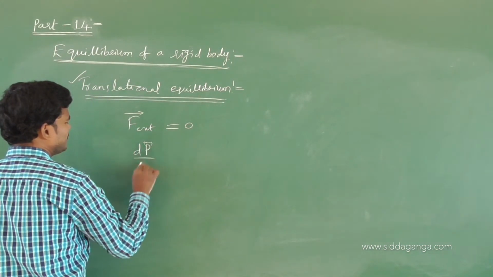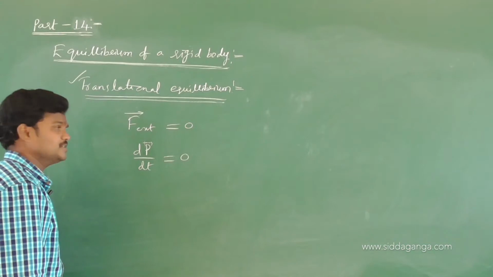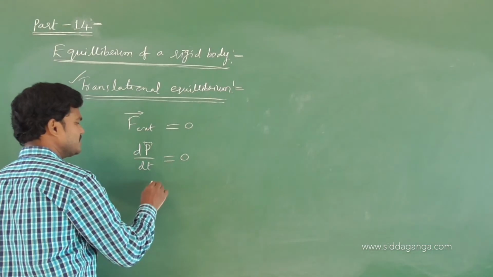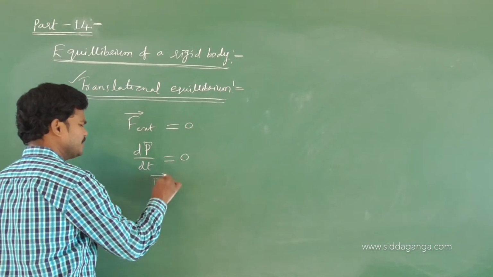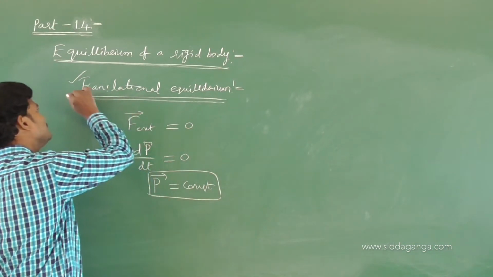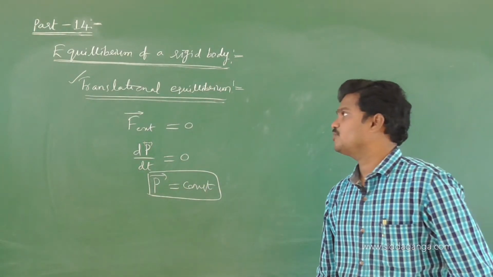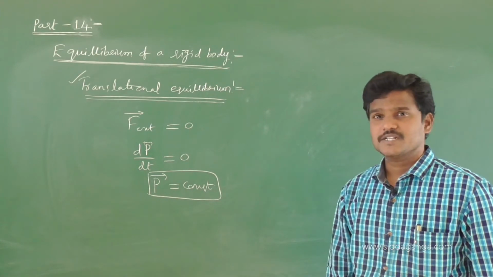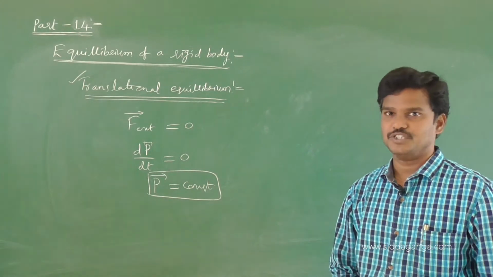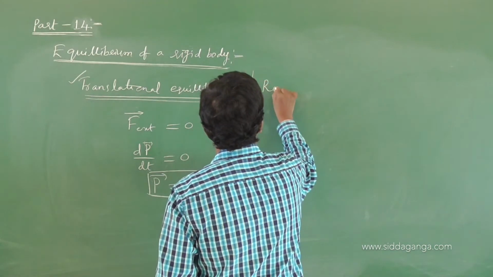dP bar by dt. From Newton's second law, we can write external force is nothing but the rate of change of linear momentum. So dP by dt is equal to 0 means dP is equal to 0, and we can write P is equal to constant. So this is the condition for translational equilibrium of a rigid body. So a rigid body is said to be in translational equilibrium if the net external force acting on the rigid body is zero.